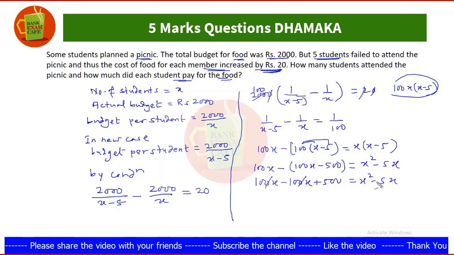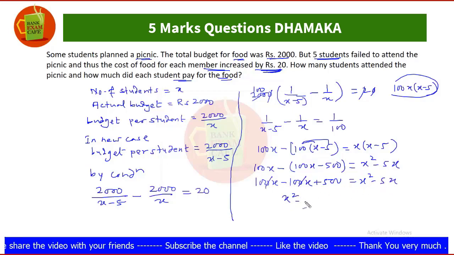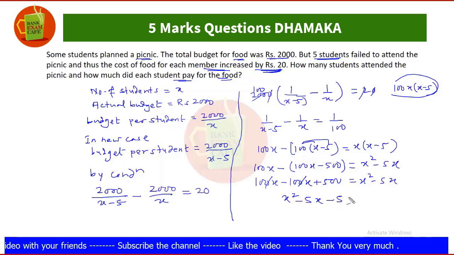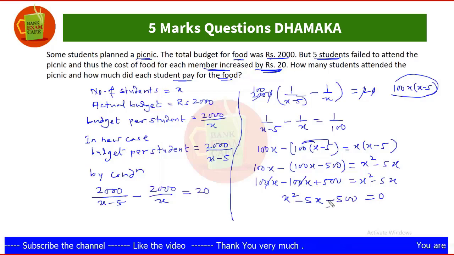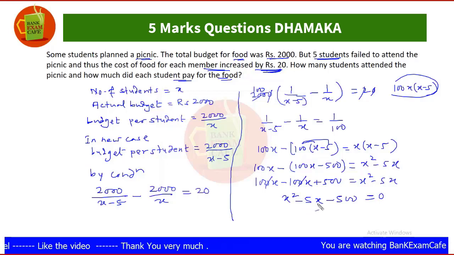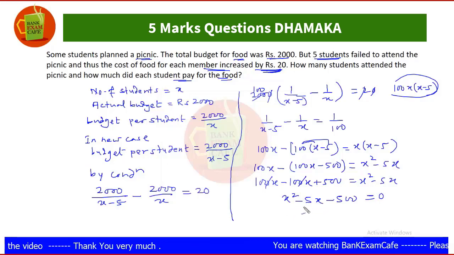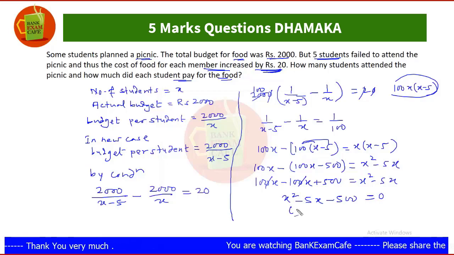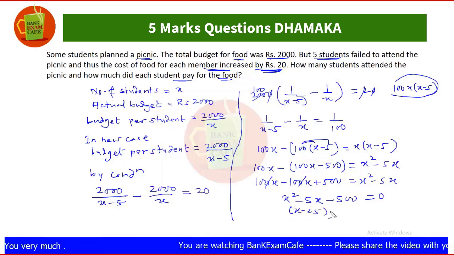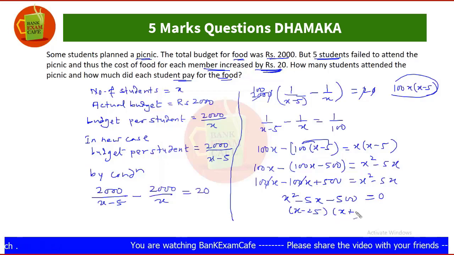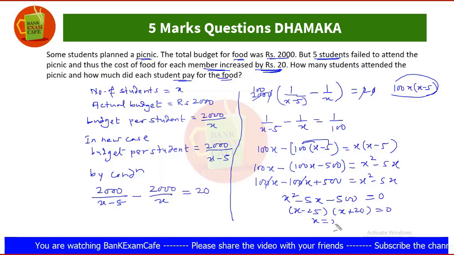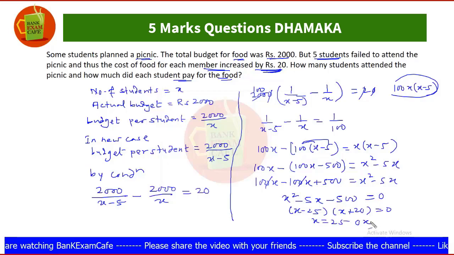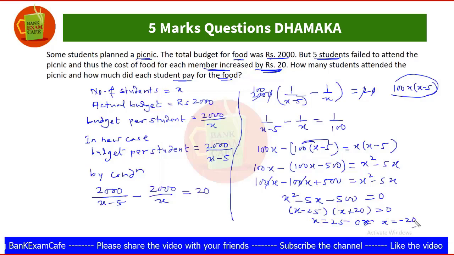This 100x will get cancelled, and you will get the equation x square minus 5x minus 500, which is equal to 0. And we will solve this equation. This is a quadratic equation, so we will solve by splitting the middle term. So by splitting the middle term, we get the factors as x minus 25 and x plus 20, which is equal to 0. So x will be equal to 25 and x will be equal to minus 20.